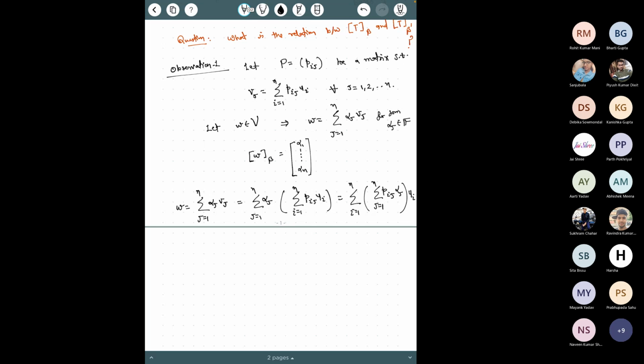Okay. So it's the same thing. I've interchanged the summation here, but it won't change anything. But what information does it give you? Now, can you tell me what would be the matrix of W with respect to B dash? Can you tell me this?